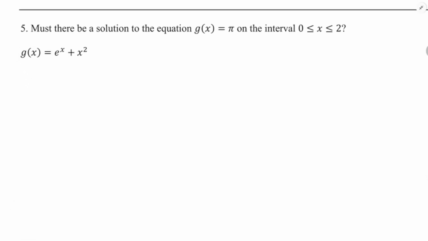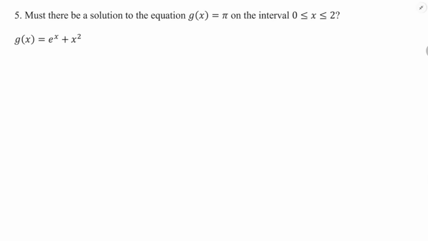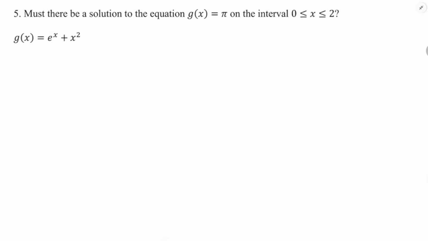Now, must there be a solution to the equation g of x equals pi on the interval 0 to 2? Well, I bet we're going to be able to show that it's less than pi and greater than pi because of the way the other problems like this have gone. g of 0 equals e to the 0 plus 0 squared, so that's 1.